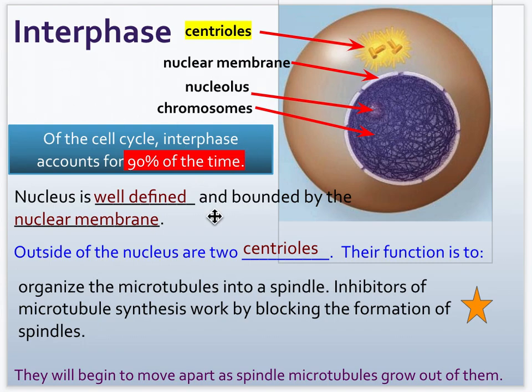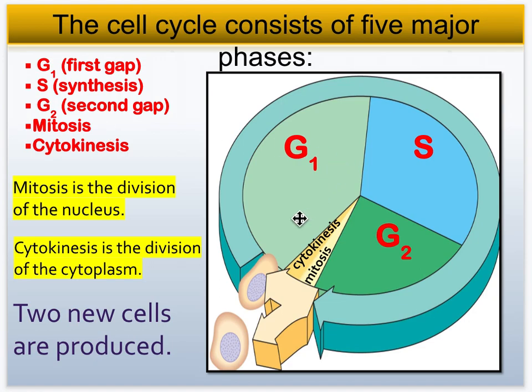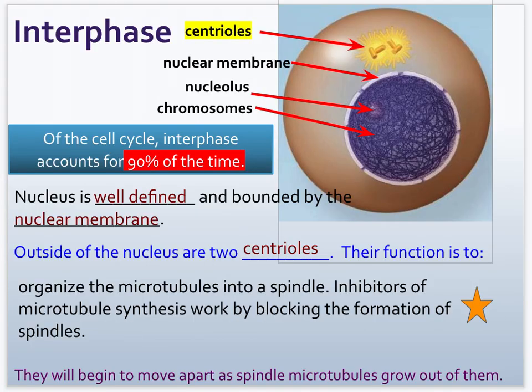Interphase also accounts for 90% of the cell's life. So this interphase is 90% of the cell's total life. And then there's centrioles here. These centrioles, I want to talk about them a little bit more.